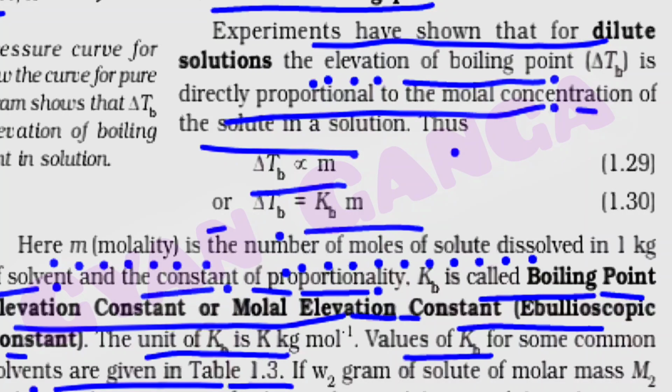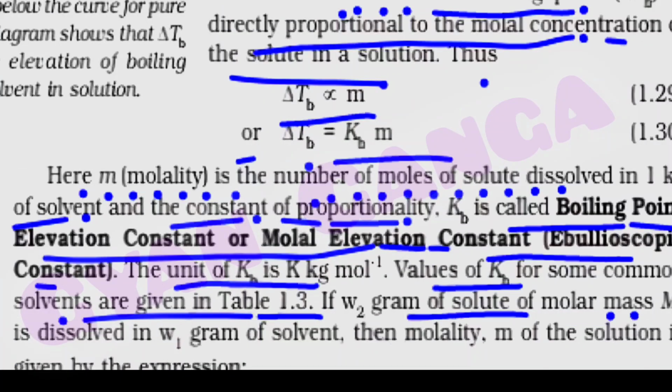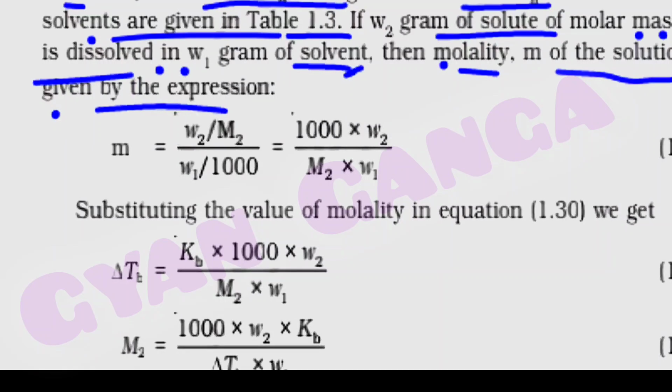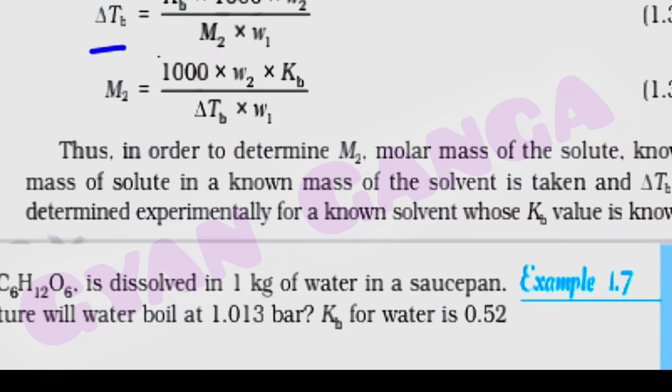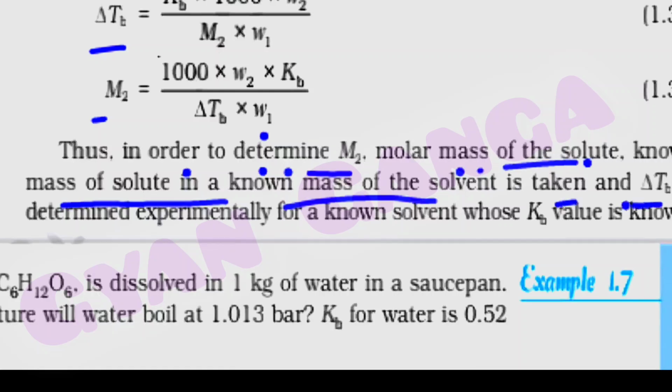If W2 grams of solute of molar mass M2 is dissolved in W1 grams of solvent, then molality m of the solution is given by the expression m = (W2/M2)/(W1/1000) = 1000 × W2/(M2 × W1). Substituting the value of molality in equation 1.30, we get ΔTb = Kb × 1000 × W2/(M2 × W1), so M2 = 1000 × W2 × Kb/(ΔTb × W1). Thus, in order to determine M2, the molar mass of solute, a known mass of solute is dissolved in a known mass of the solvent, and ΔTb is determined experimentally for a known solvent whose Kb value is known.